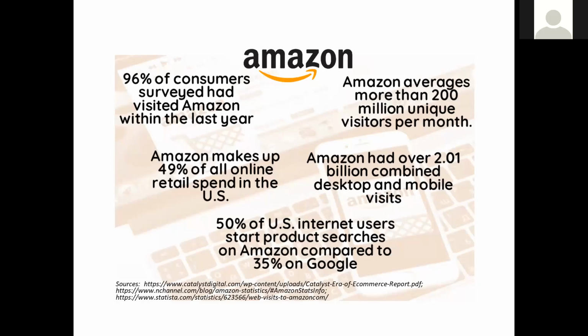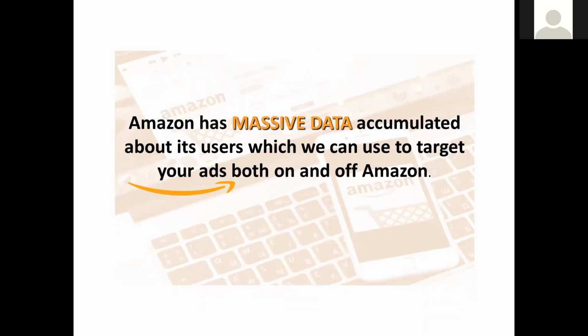in the United States. They had over 2 billion combined desktop and mobile visits, and for the first time last year, 50% of US internet users started their product searches on Amazon compared to 35% on Google. So last year was the first year that those product searches on Amazon superseded product searches on Google.